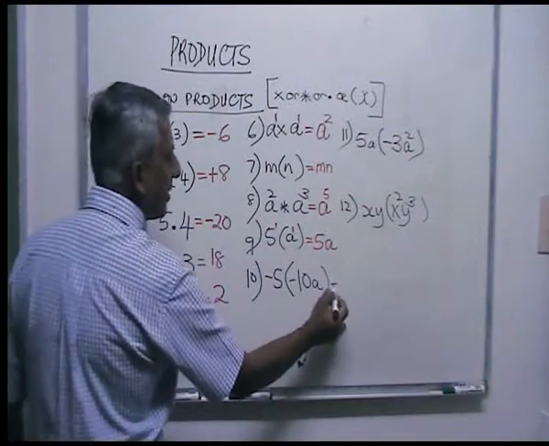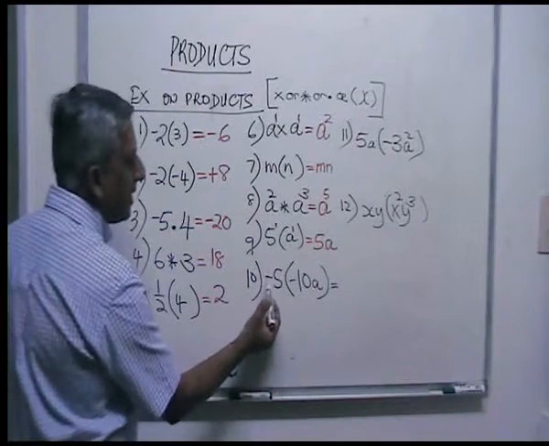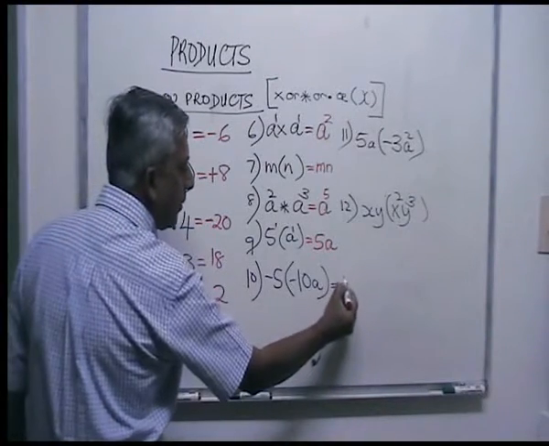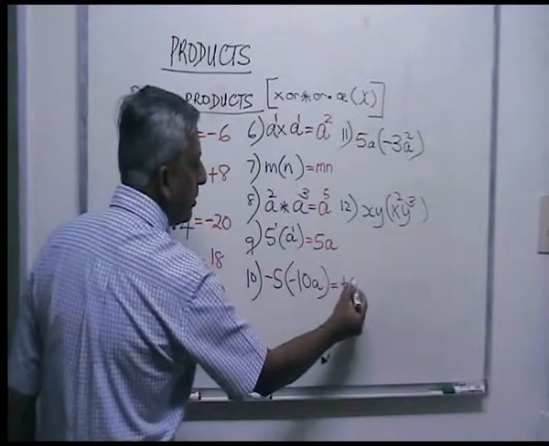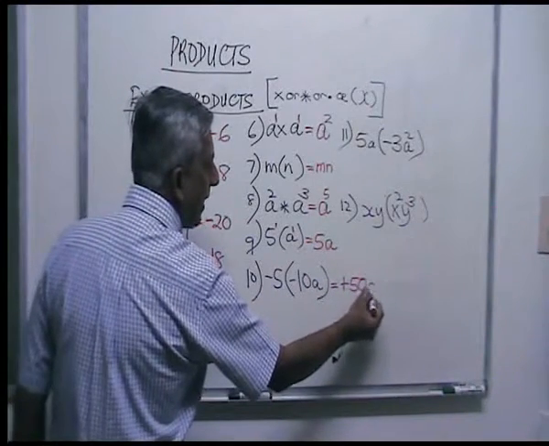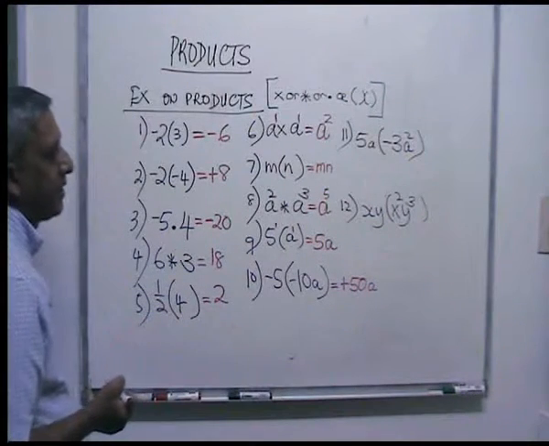Right, number 10. Now, you got minus times minus, that will give you plus. Then you got 5 times 10, that will give you 50, and you will write down the a there. So the answer is 50a.